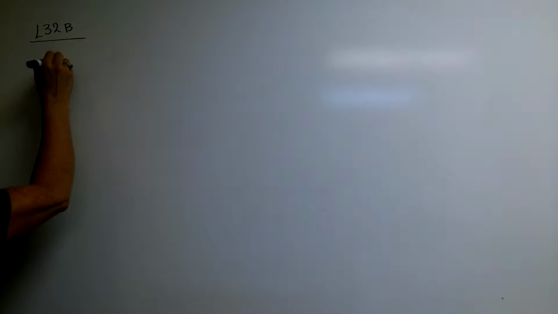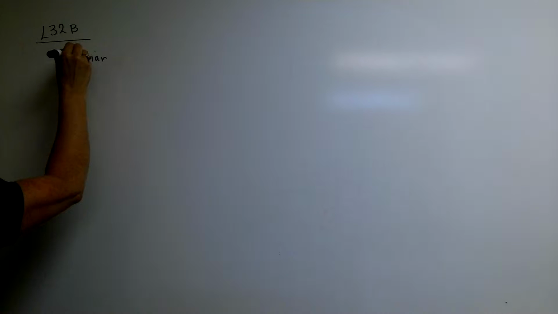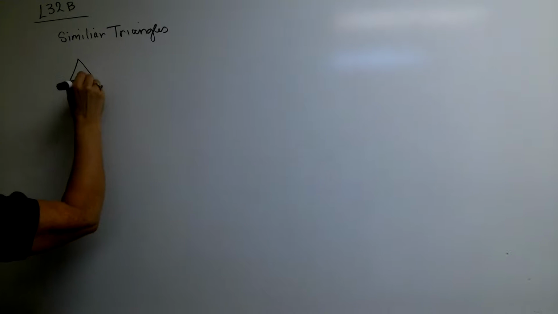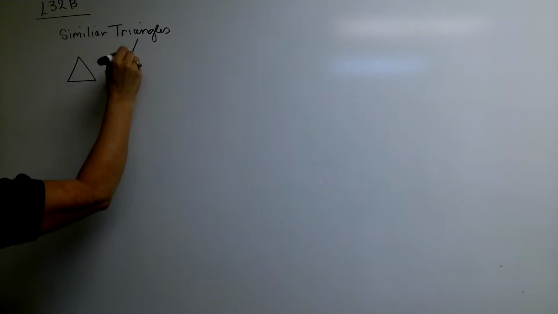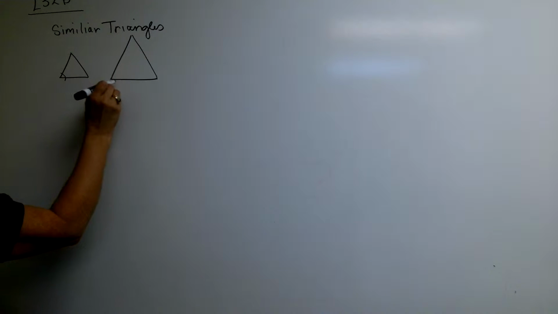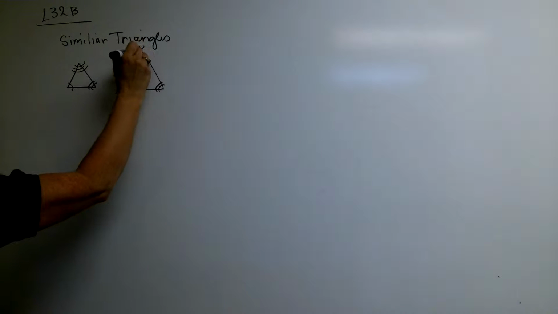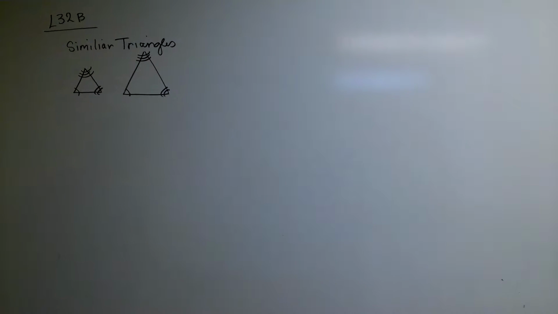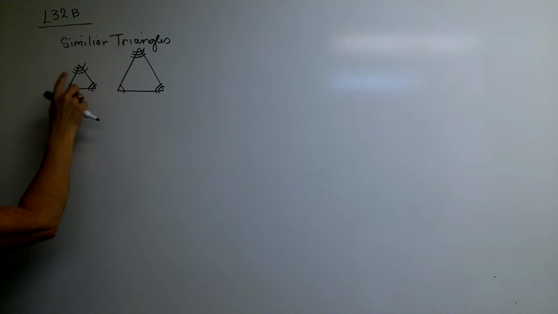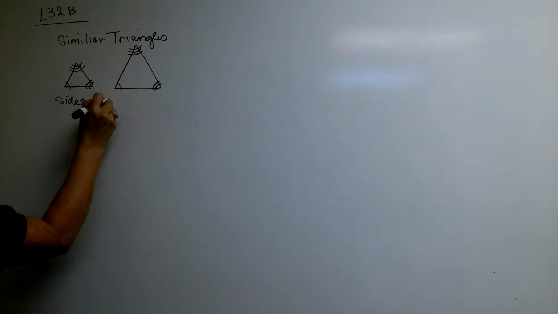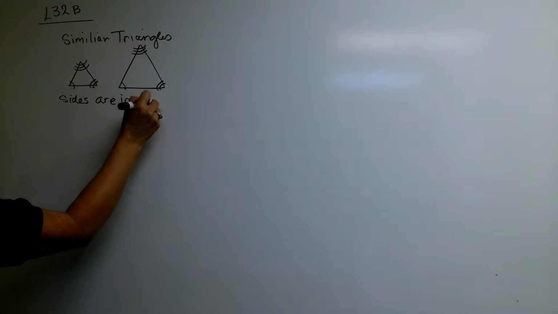Alright, this is Algebra 2, 32B. And we've talked about similar triangles. So if I have two triangles, no matter how large or how small, if the three angles of one measure the same as the three angles of the other, we say that the two triangles are similar, so their sides are in proportion.